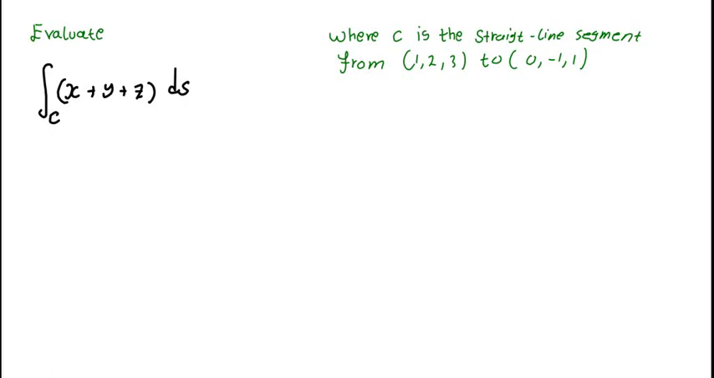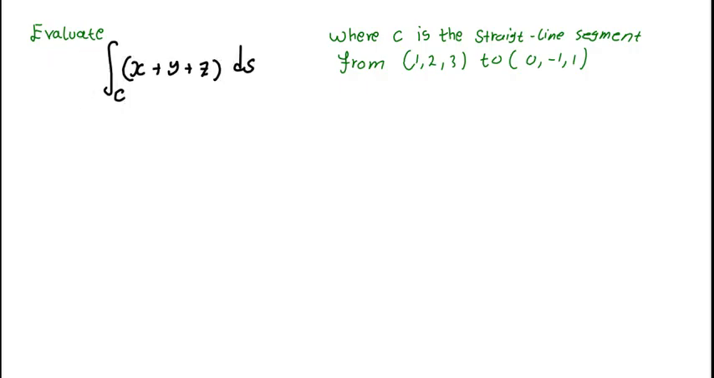Hi, so here is another exciting example under line integrals. We are now told to evaluate what we have here, where C is the straight line segment. We are told that it is from the point 1, 2, 3 to 0, negative 1, 1.